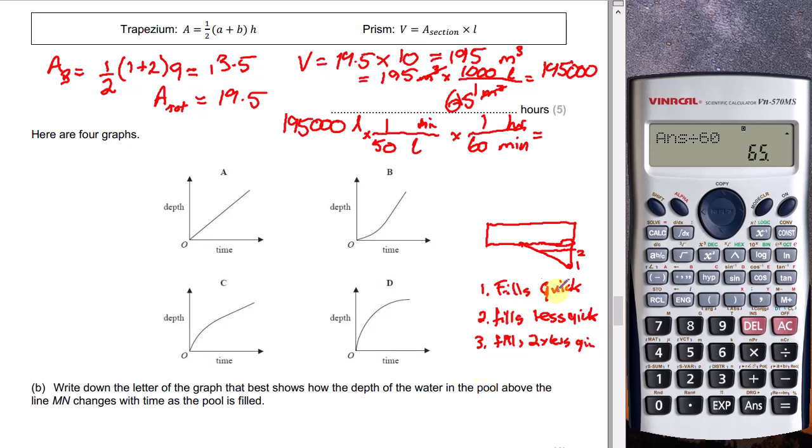So fills quickly is looking at a steep graph. Which graph starts quicker and then tails off? It's not that one. It's not that one. Gradually it fills up less quickly. That's filling up less quickly. That's filling up less quickly.